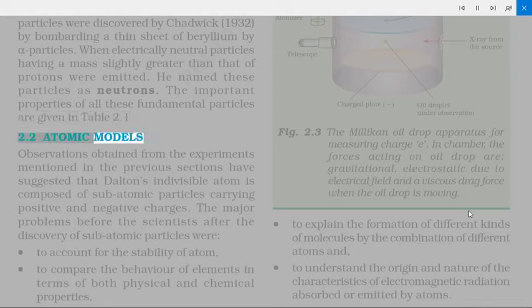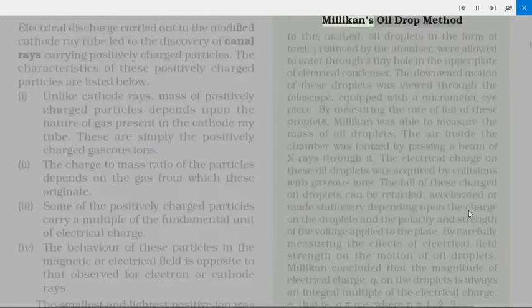2.2 Atomic models. Observations obtained from the experiments mentioned in the previous sections have suggested that Dalton's indivisible atom is composed of subatomic particles carrying positive and negative charges. The major problems before the scientists after the discovery of subatomic particles were: to account for the stability of atom, and to compare the behavior of elements in terms of both physical and chemical properties.